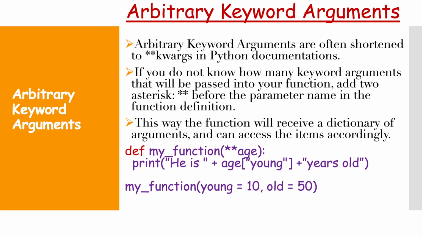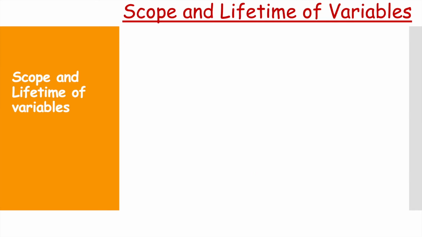So here you have a function my_function and you don't know how many keyword arguments are going to be passed. So you have placed two asterisks before the parameter name kid. And when you're calling the function, you're passing two values, that is young equal to 10 and old equal to 50. So these are going in as dictionary values. When you're printing the statement, he is kid young years old, you're going to get the output as he is 10 years old.